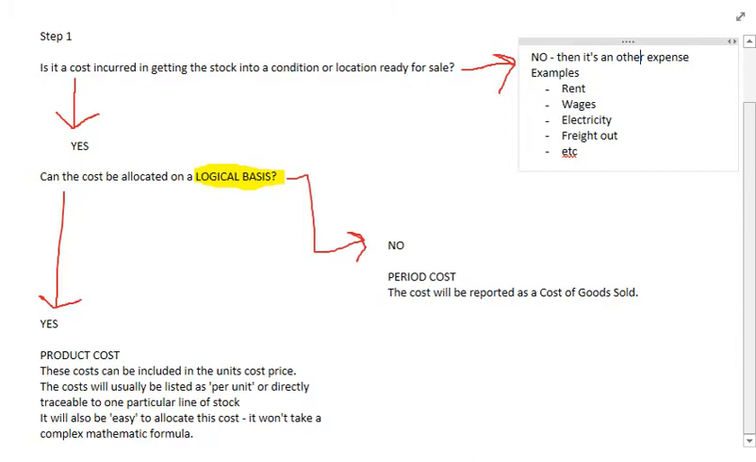If yes, the cost is incurred in getting the stock into a condition or location ready for sale, we then need to ask whether it can be allocated to each unit of stock on a logical basis. A logical basis essentially just means, does it make sense?